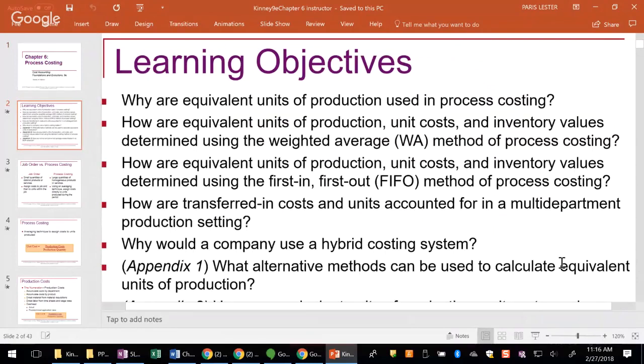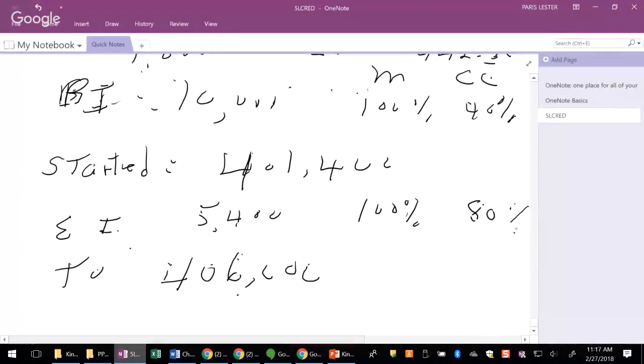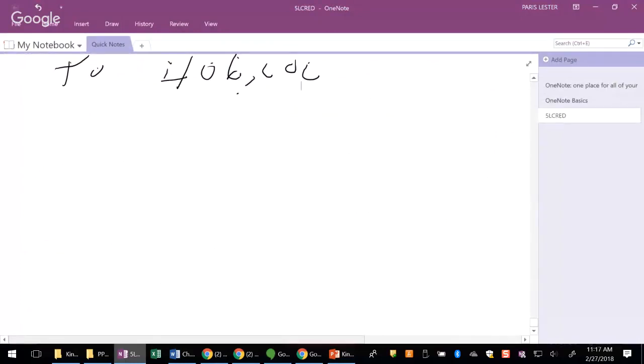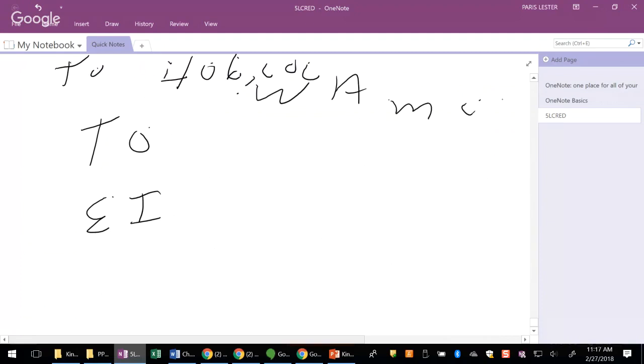All right, what we just did, appendix 1, is an alternative method used to calculate equivalent units. The best formulas that I have found would be this. On weighted average, it's just transferred out and then your ending inventory. That's all you need to do the weighted average, and do that for materials, of course, and for CC.